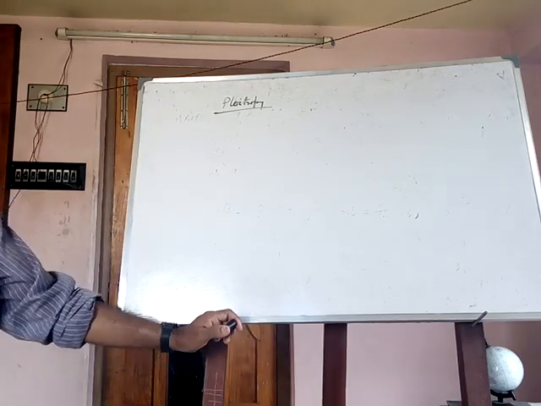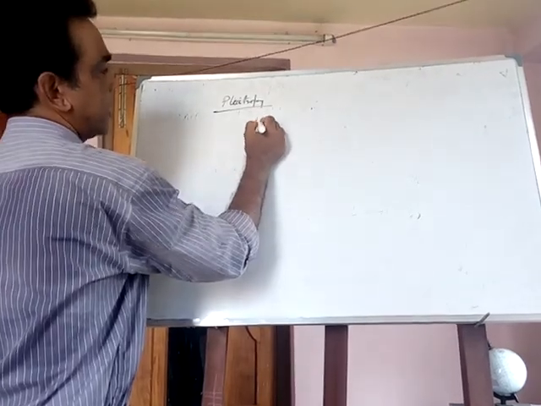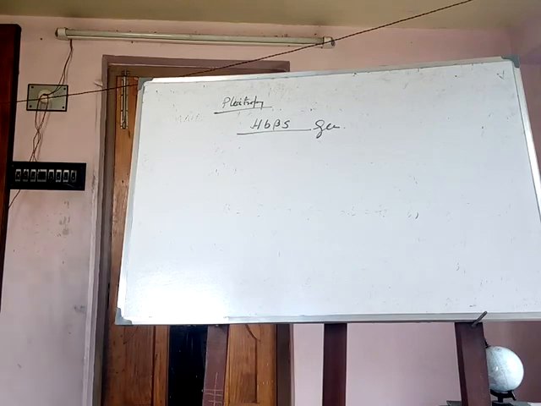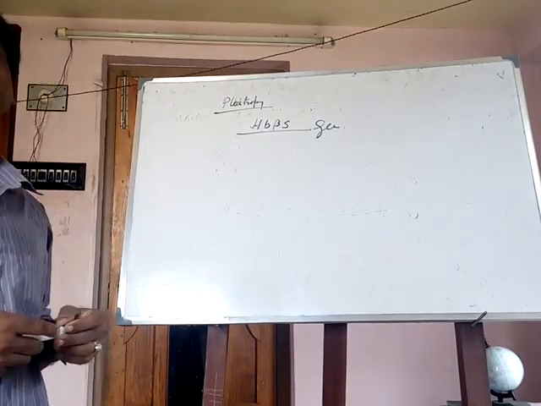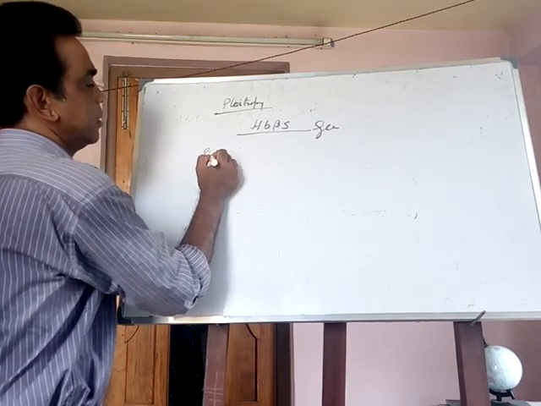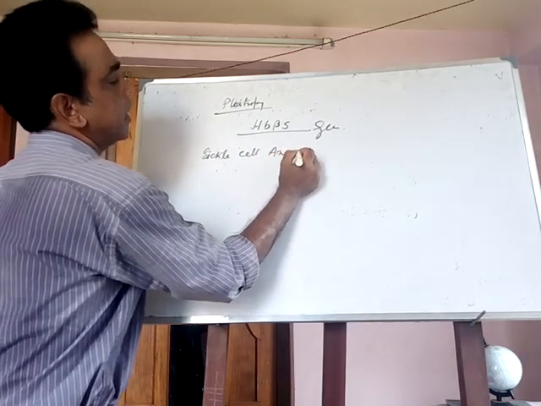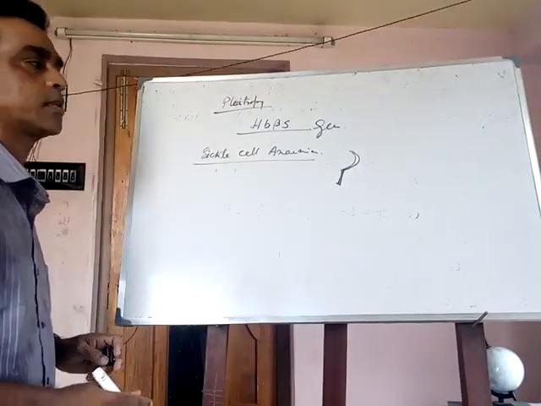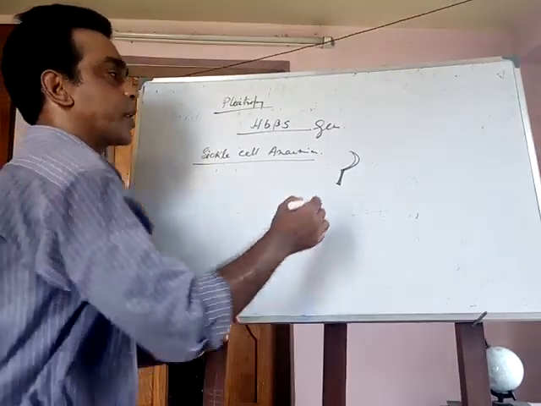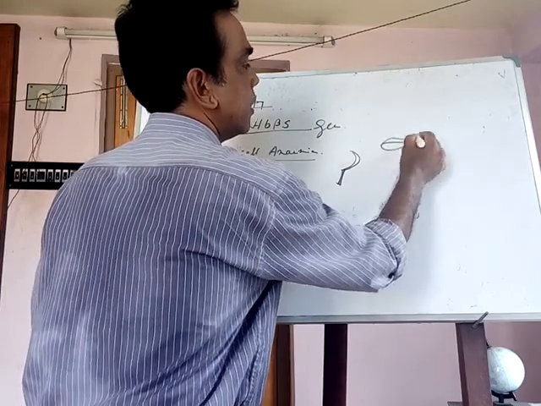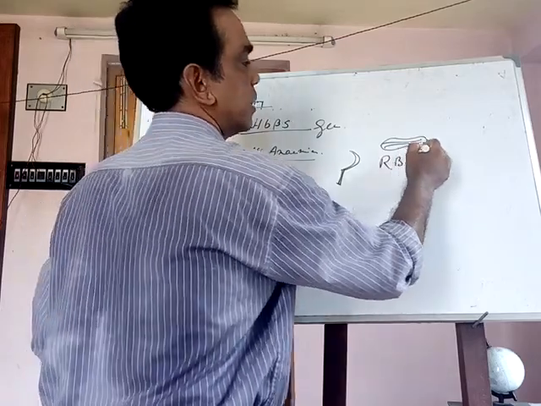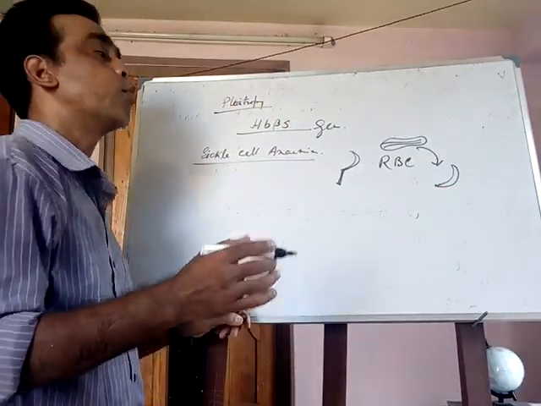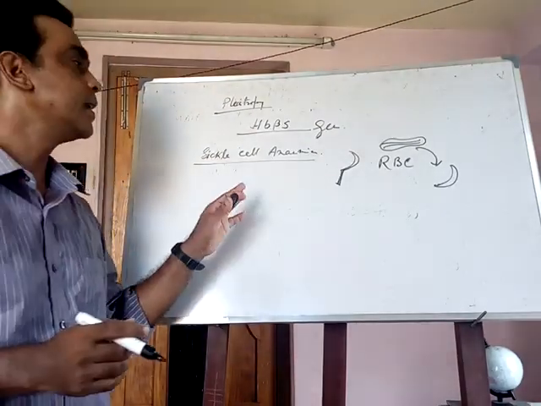That is the HBB gene, the hemoglobin beta gene. This type of gene can be responsible for the disease sickle cell anemia. Sickle means the equipment for cutting paddy. When the RBC of humans hold this shape, it produces the disease of anemia called sickle cell anemia.